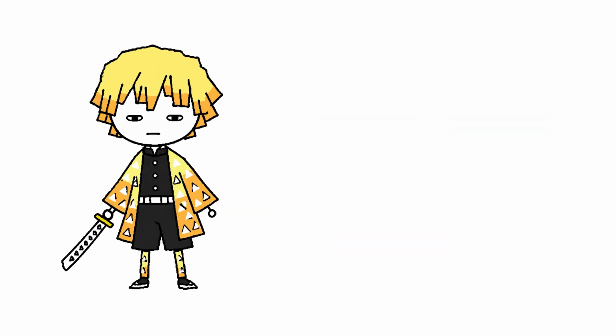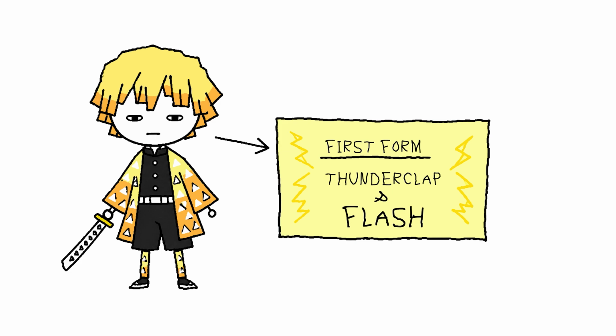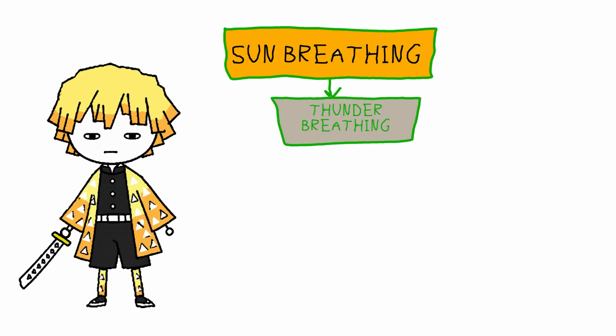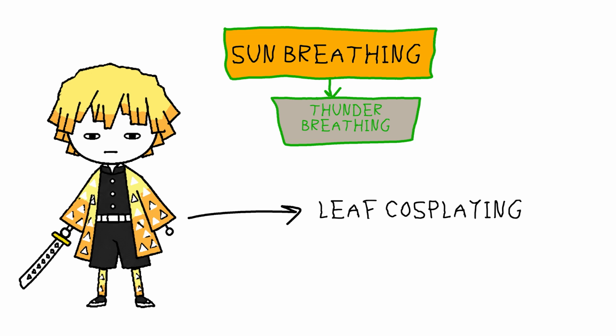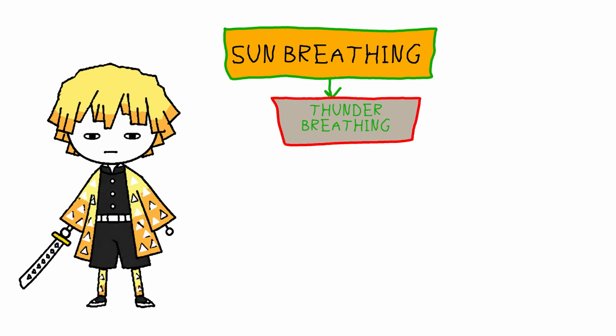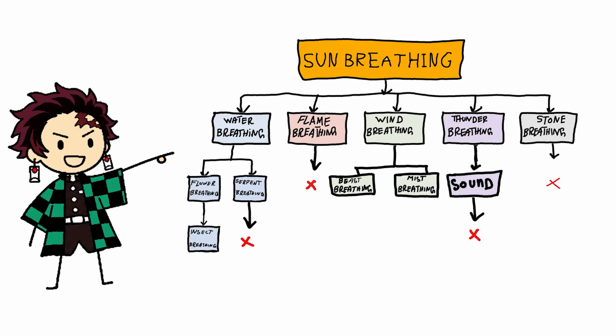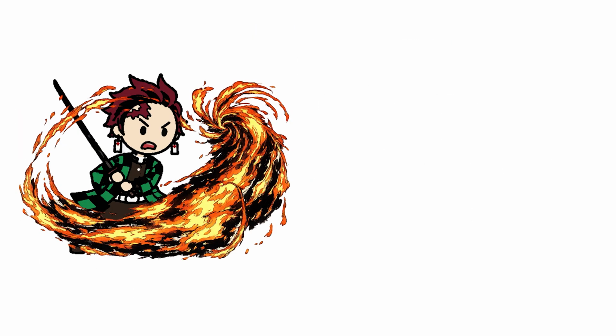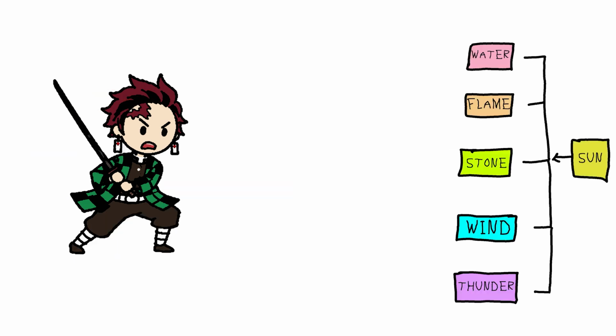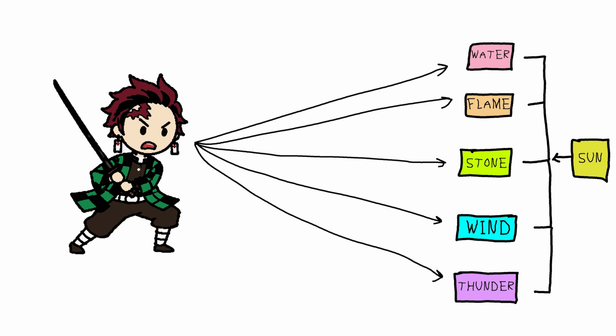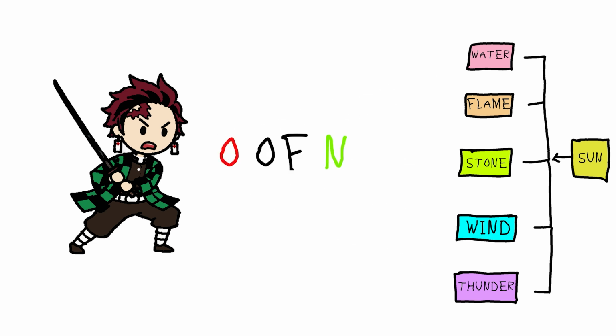Zenitsu knows exactly one form, first form, thunderclap, and flash. His entire skill tree is a single node. He's a leaf cosplaying as a whole style. And honestly, one node has never been more powerful. The last thing every tree teaches you, and the one that matters most in practice, cost. How expensive is that walk? In the worst case, the style you're hunting is on the very last branch you check, so you touch every node once. That's big O of n for a tree of n nodes.